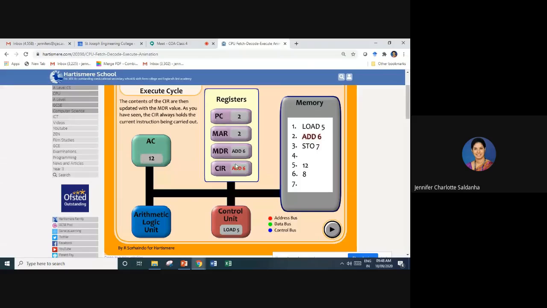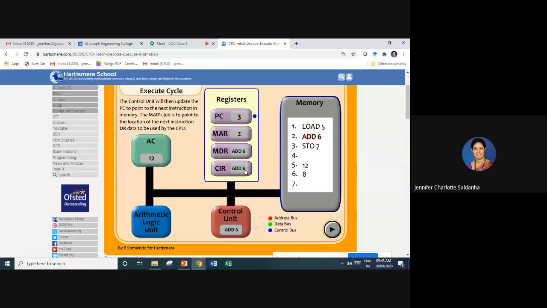Next is decoding and executing. Before that, the program counter should be updated to have the next instruction address, right? So that is done, controlled by the control unit. Okay, program counter is incremented. So now decoding of this. So this instruction is add 6. Add 6 means add the contents from the memory location with the address 6 to the contents already there in the accumulator or ALU.